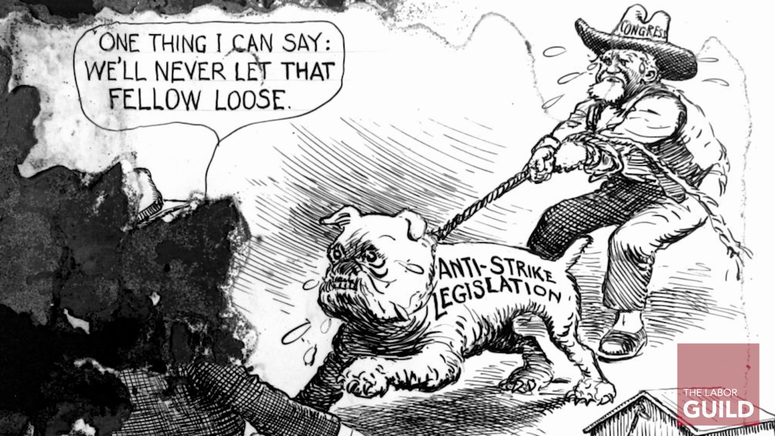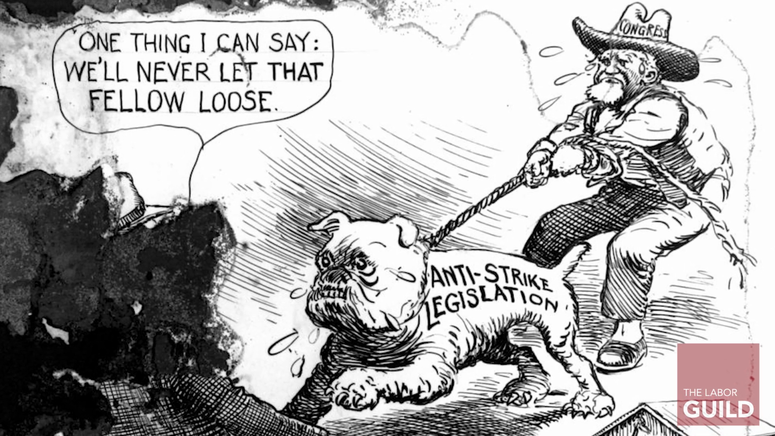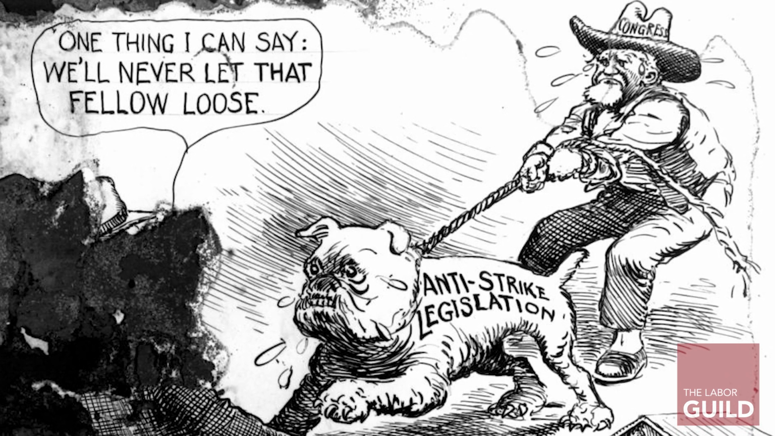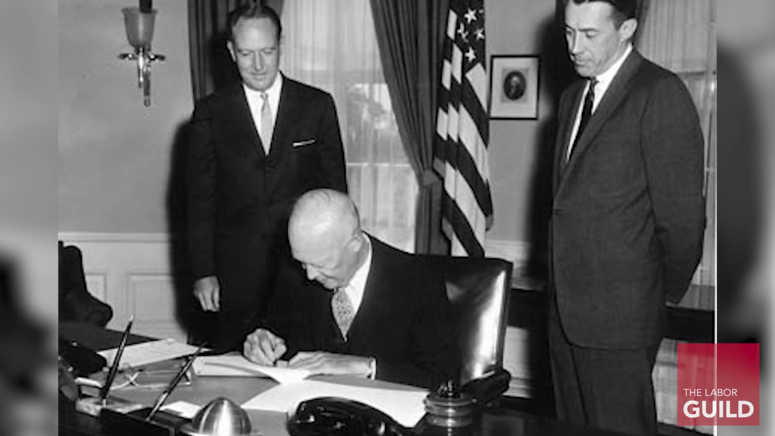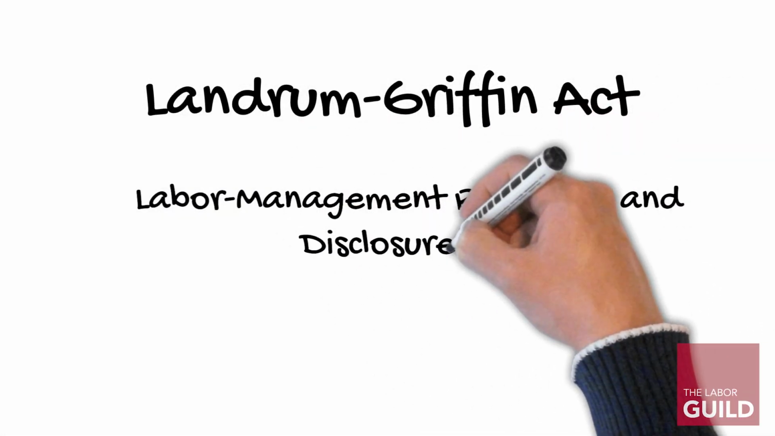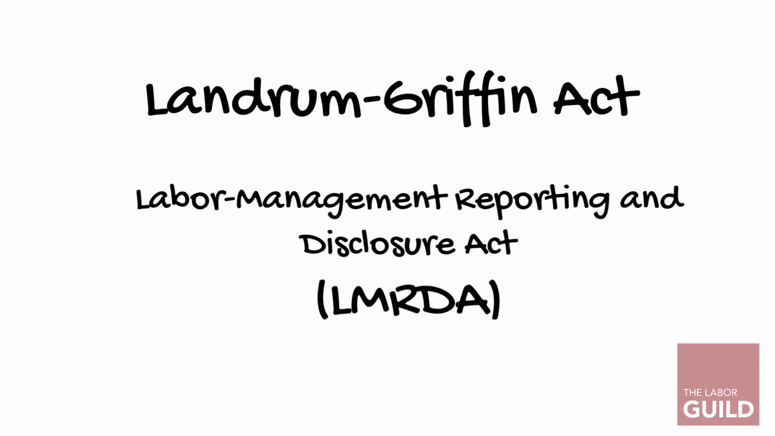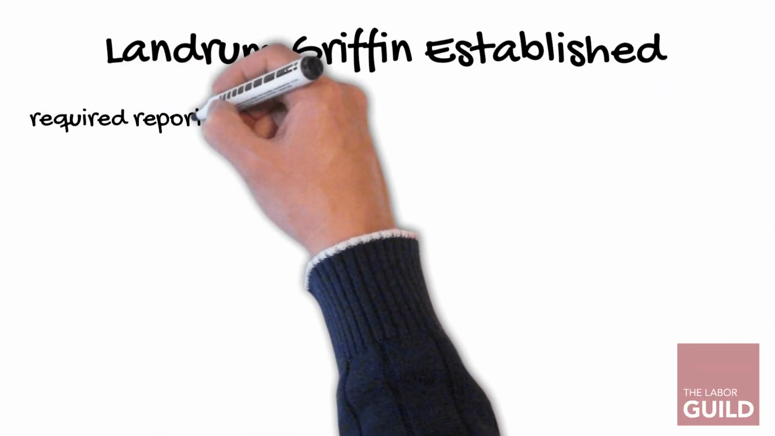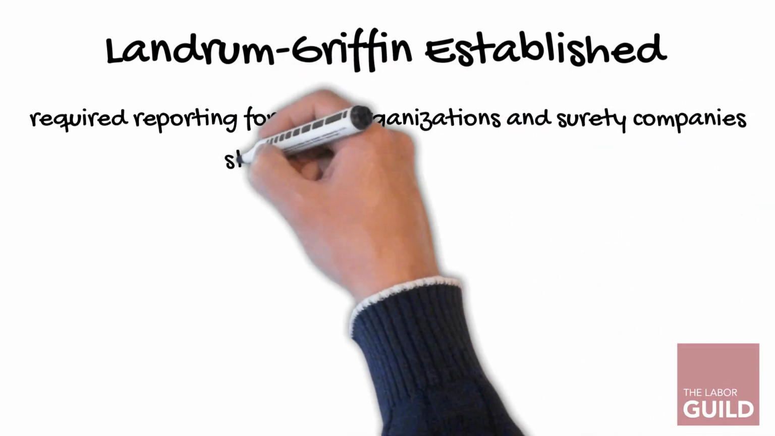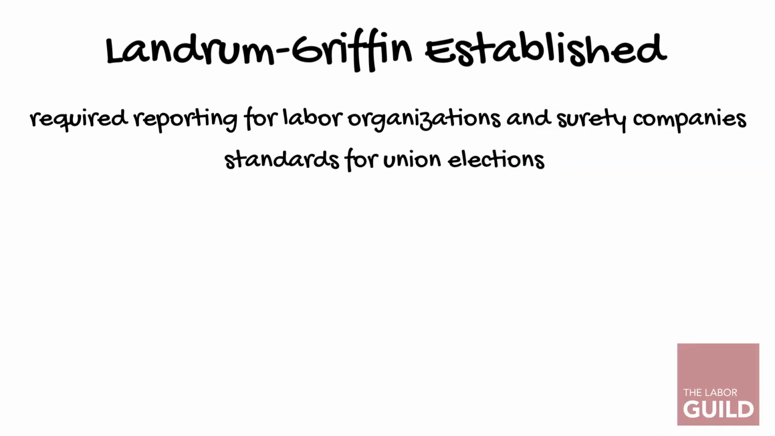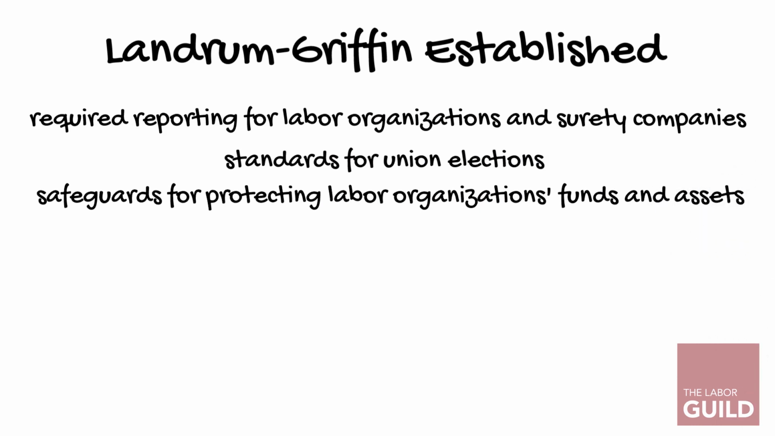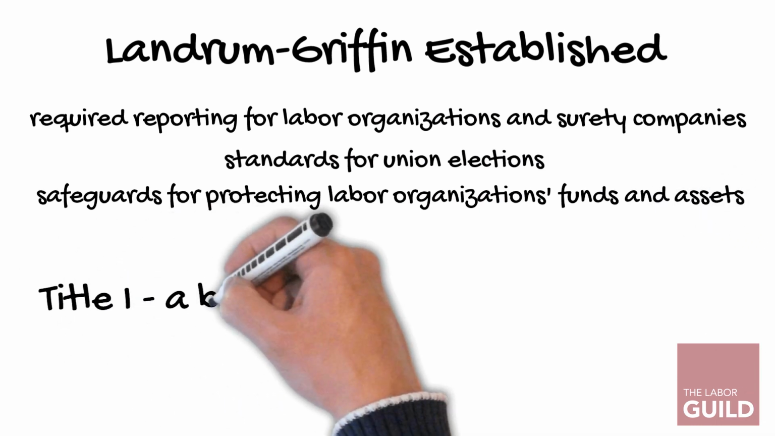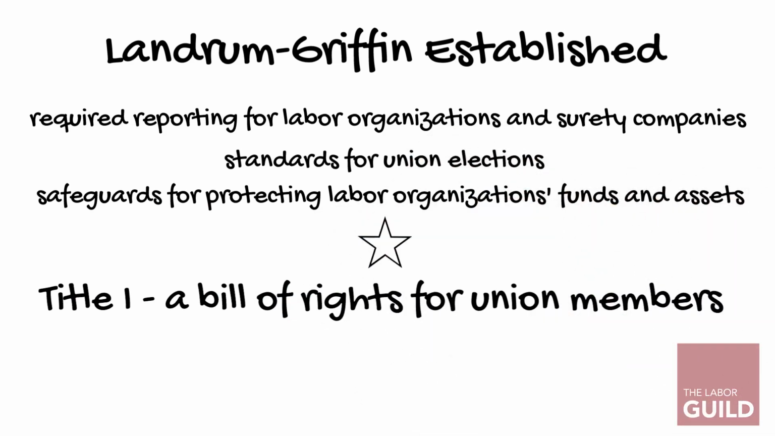By 1959, Congress concluded that further reforms were needed to address gaps in both the Wagner Act and the Taft-Hartley Act. In the fall of 1959, President Dwight Eisenhower signed into law the Landrum-Griffin Act, or the Labor Management Reporting and Disclosure Act, LMRDA, that amended Taft-Hartley and established required reporting for labor organizations and surety companies, standards for the regular election of union officers, and safeguards for protecting labor organizations' funds and assets. The centerpiece of the Landrum-Griffin Act is Title I, which provides a Bill of Rights for union labor members.